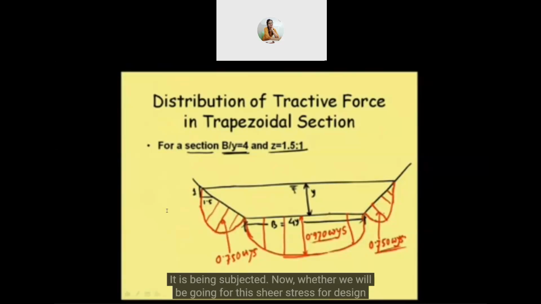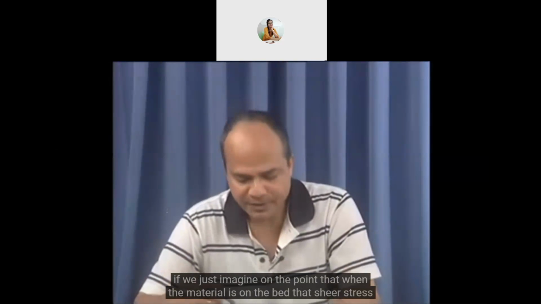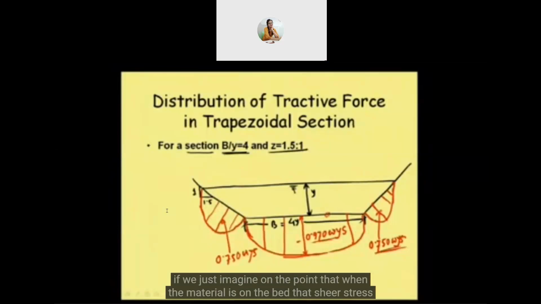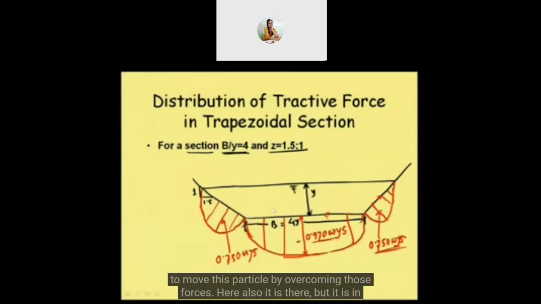Now, whether we will be going for this shear stress for design purpose or this shear stress, which one? Again, there is another point. If we imagine the bed material, the shear stress required to move a particle on the bed will be more than the shear stress required to move this particle from this particular point, because this is at rest, and it has its submerged weight and some friction, so the force must be sufficient to move this particle by overcoming those forces.